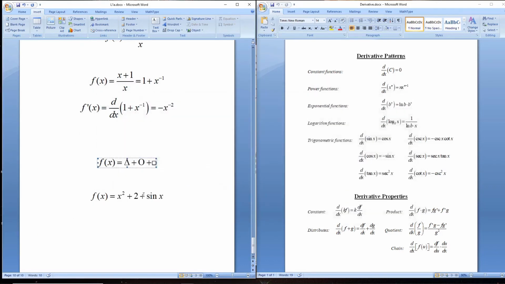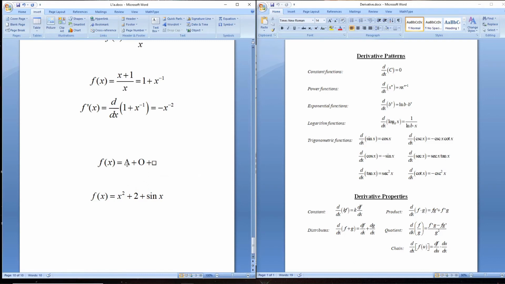And this is going to be very important going forward as things get more complicated, that you can look at a function and identify, is there a power function here? Is there an exponential function? Is there a trig function? You want to be able to identify these things so you know what derivative pattern to use.